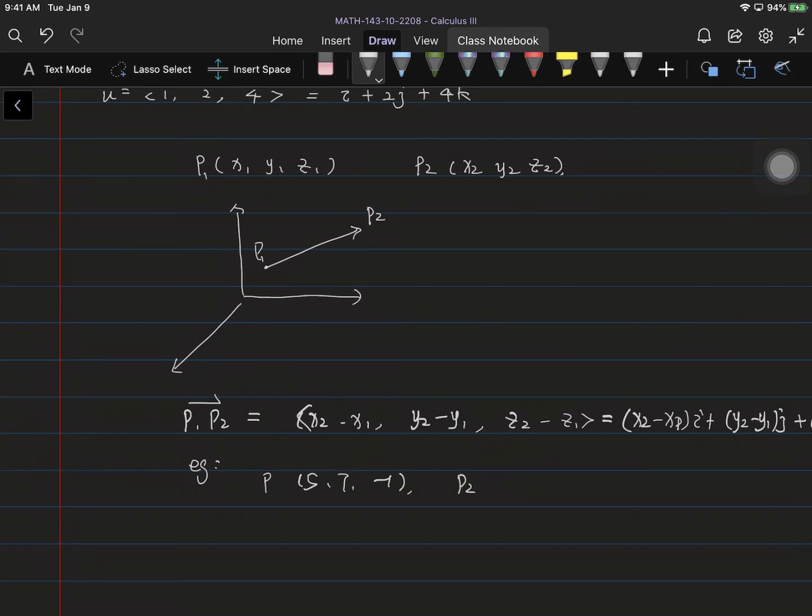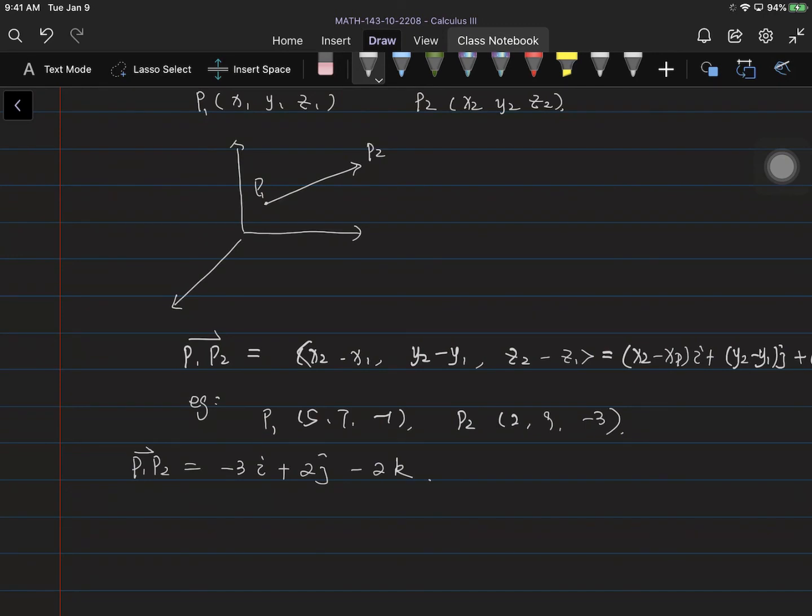Okay. So for example, if we have a point P1 at 5, 7, negative 1, and P2 at 2, 9, negative 3, let's find the vector P1P2. So here's kind of the same thing as a review, right? But we just write it down the other way. So P2 is the terminal point: 2 minus 5, negative 3i. Okay, and 9 minus 7, 2j. Negative 3 minus negative 1, so negative 2, negative 2k. So the vector P1P2 is given this way.